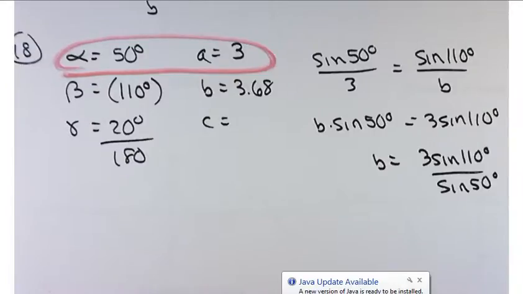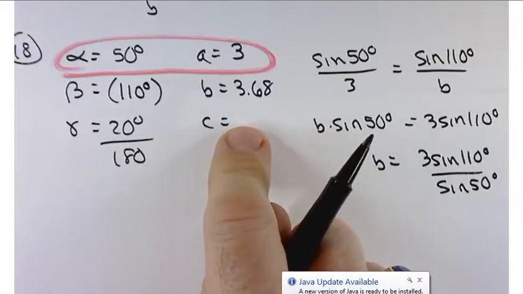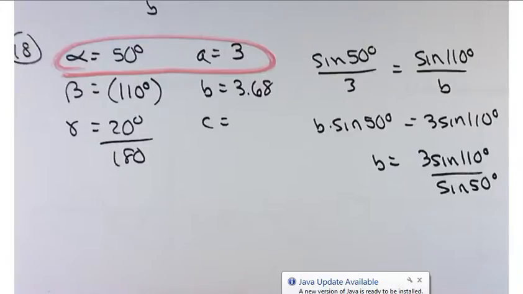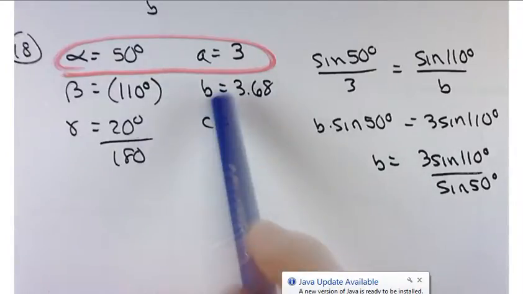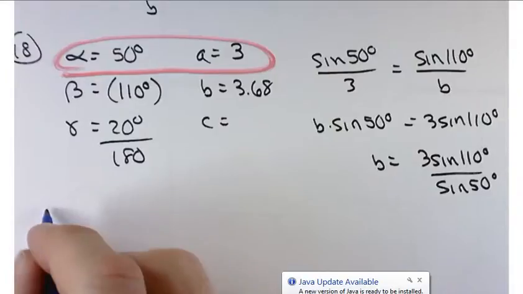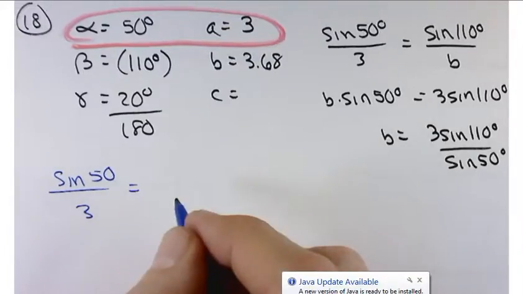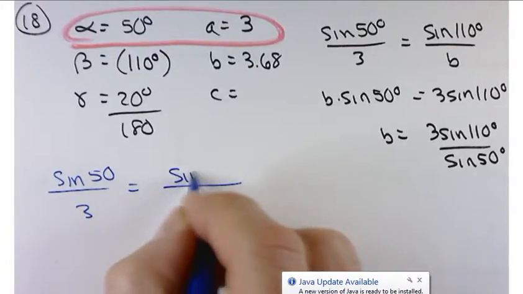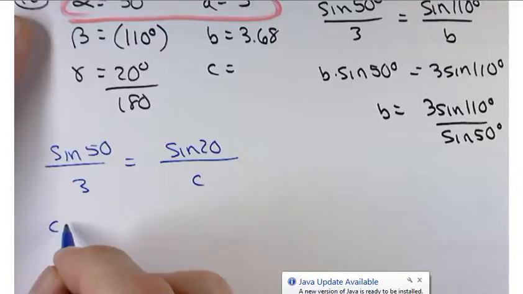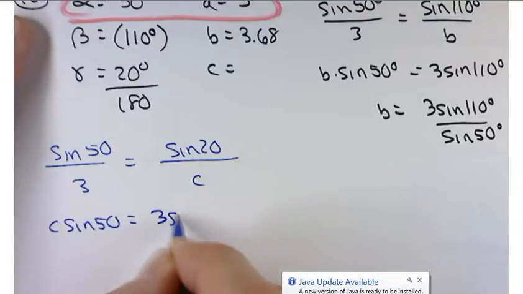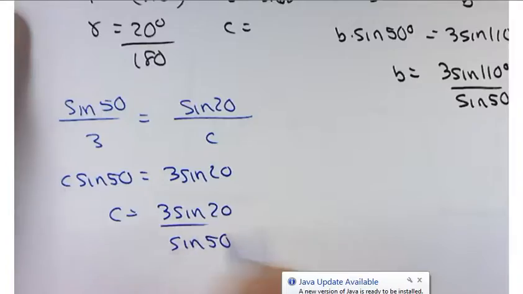Let's take a look at gamma. I need to use gamma in order to find the length of side C. So what proportion can I set up for gamma? I'd go with this because we've got a nice exact value. Yeah, but you're right. You could use A or B. So let's set up this one, though. Sine of 50 divided by 3. What would the rest of that look like, Brenda? Sine of 20 degrees over C. Thanks. Sine of 20 degrees over C. We can again cross multiply and solve. C sine of 50 equals 3 sine of 20, or C equals 3 sine of 20 divided by the sine of 50.